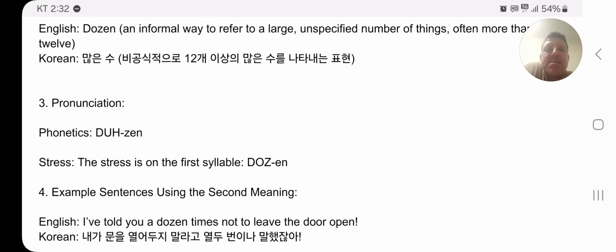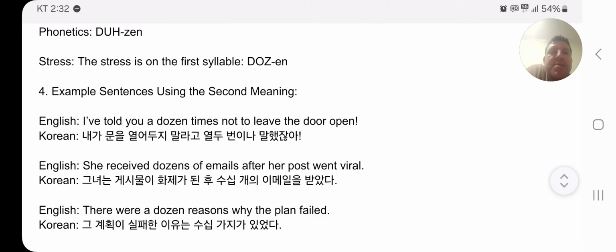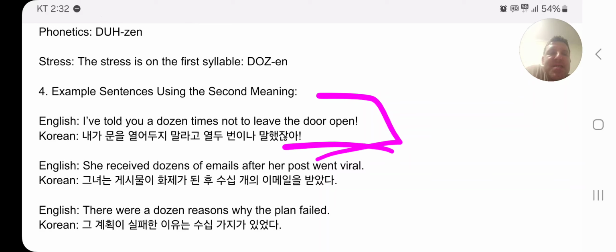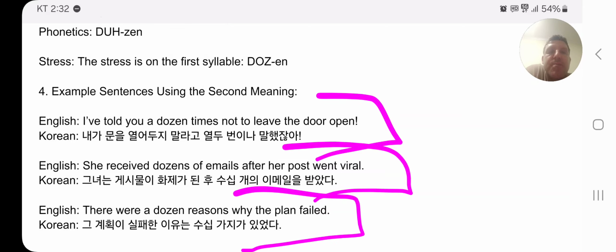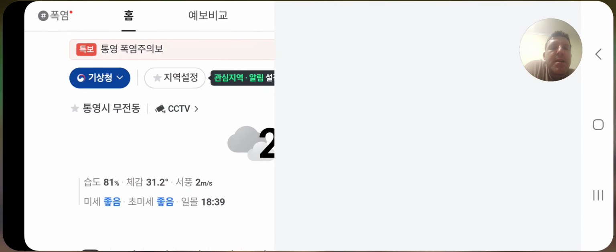The pronunciation, there's two syllables. It's dozen. Here's the pronunciation, dozen, with the emphasis on the first syllable, okay? So here's the pronunciation. I want you to write that. Dozen. And we have some examples here. I've told you a dozen times not to leave the door open, right? Not 12 times, a dozen times. She received dozens of emails after her post went viral, and there were a dozen reasons why the plan failed. Dozen.